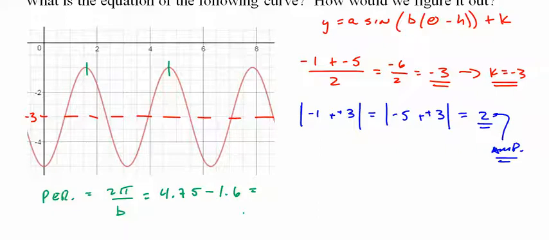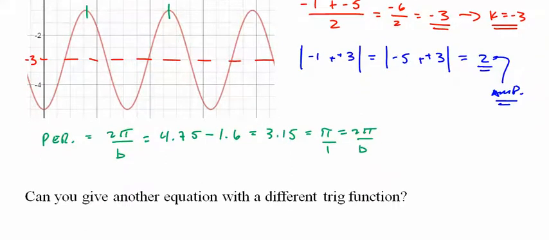So, busting out my calculator here, I get about 3.15. You know what? I think the period was pi. I set that equal to 2 pi over b. Do a little cross multiplying, cancel the pi's. B pi equals 2 pi. B equals 2. So that comes from the period.